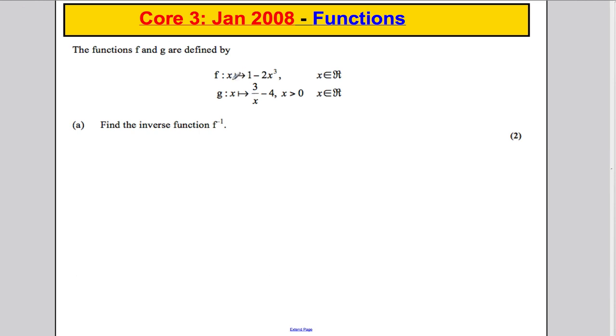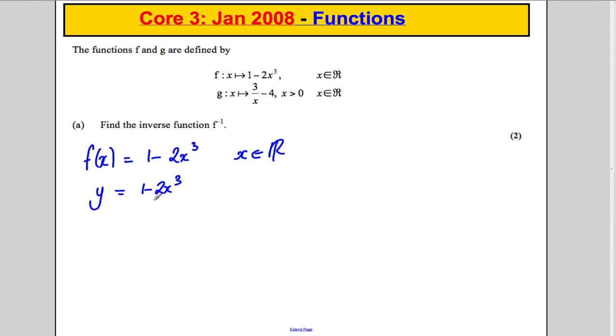Okay, we've got two functions, f and g, find the inverse. F of x is defined as 1 subtract 2x cubed, and we're told that we can put any real number in there. So to find the inverse, let y equal 1 subtract 2x cubed, and rearrange so x is the subject of the formula.